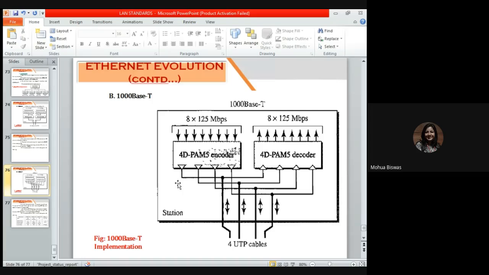Here, for converting your bits into the line encoding, they have used 4D PAM5. 4D means what? There are four channels, and the four channels are bidirectional. And for this, they have used 5 levels, that is minus 2, minus 1, 0, plus 1, plus 2. So they have used 5 levels for transmitting data. Okay? They have used 125 megabits.